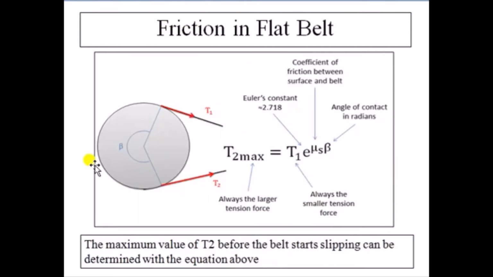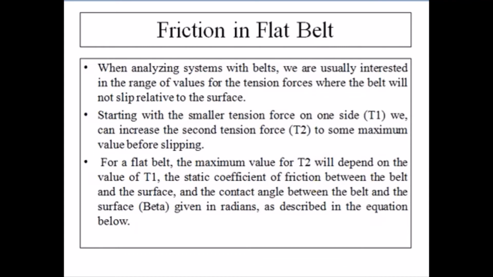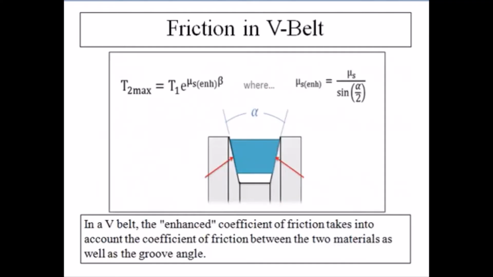For a flat belt, the maximum value of T2, that is the second or the larger tension force, will always depend on the smaller tension force. It also depends on the static coefficient of friction, mu, between the belt and the surface, and the angle of contact between the belt and the surface, that is beta, which I have explained in the diagram as described in the equation above.